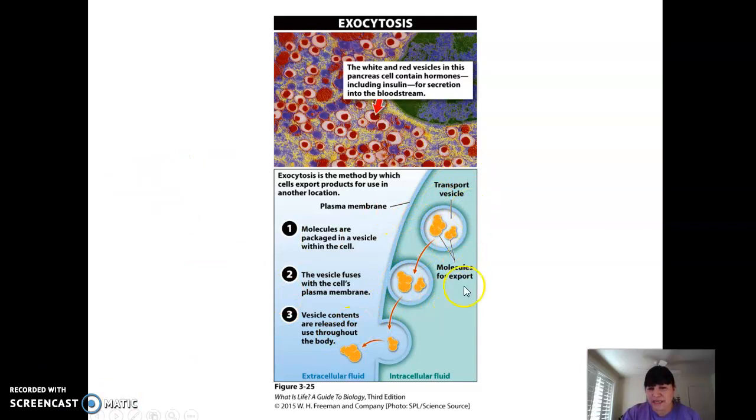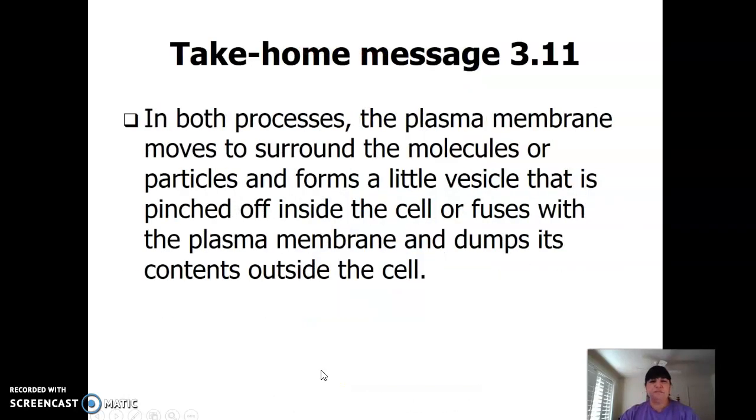So let's say here's the inside of the cell, the intracellular fluid, and this is the extracellular fluid. So here's the cell, and then there's a little vacuole or vesicle, and then stuff is going to move out of the cell. Here's the cell membrane, and here's like a cell membrane too. It's a phospholipid bilayer, but it's not the actual big cell membrane. And then that will fuse and then release.